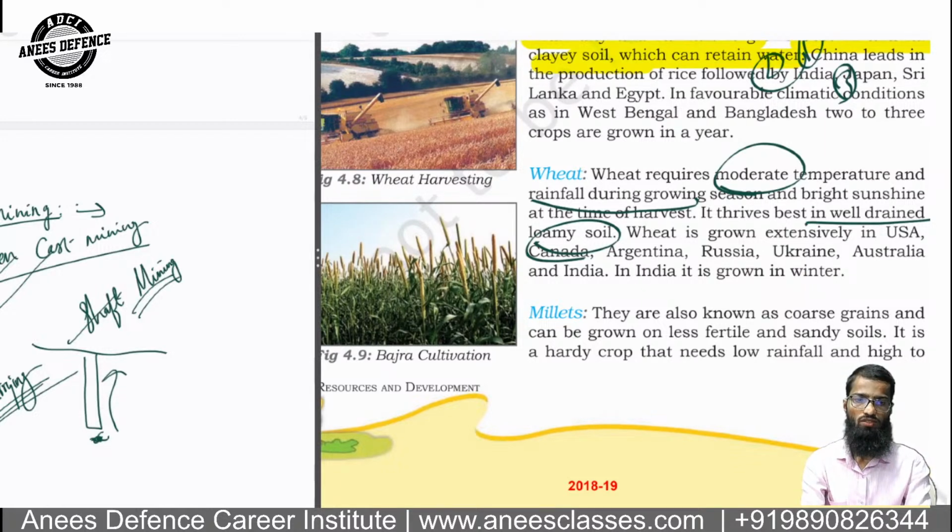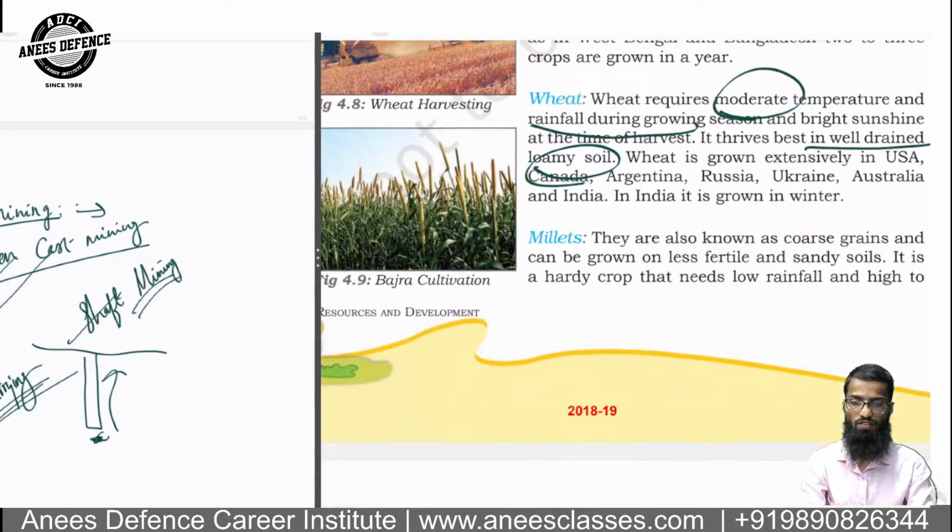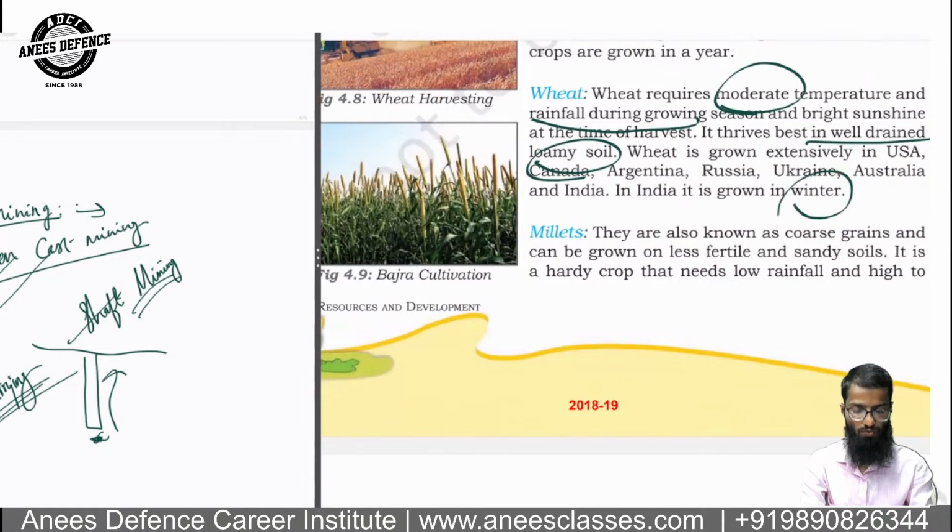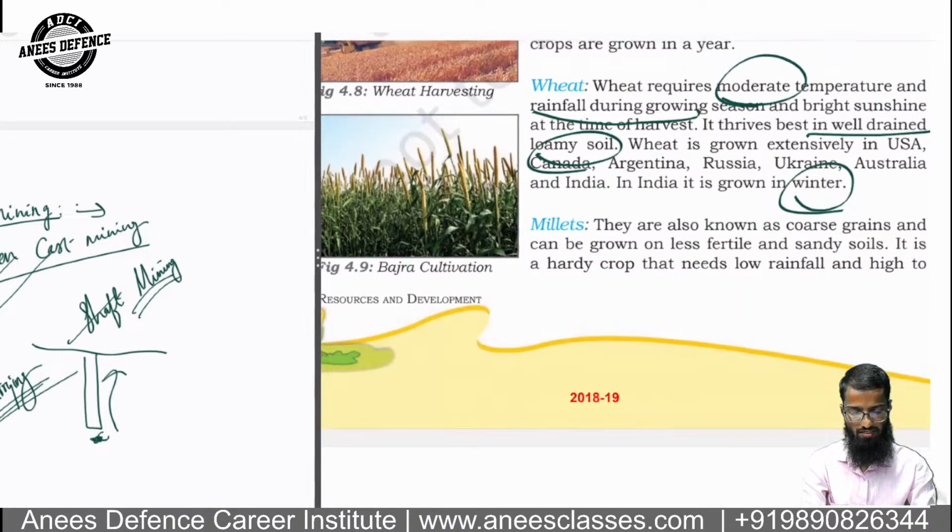Extensively in USA, China, then you have Argentina, Russia, Ukraine, and afterwards India. In India, we grow it in the winter season. Wheat is in winter.